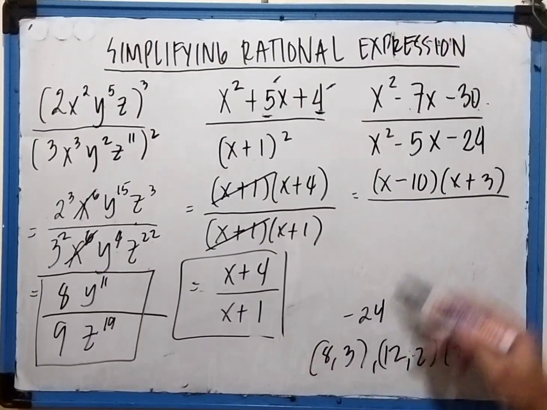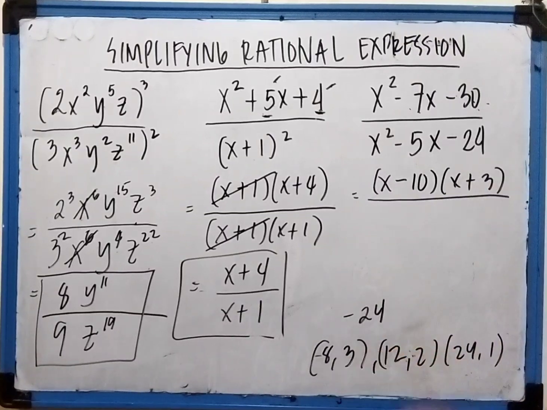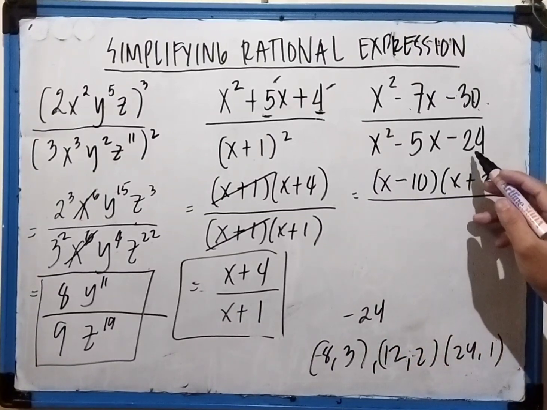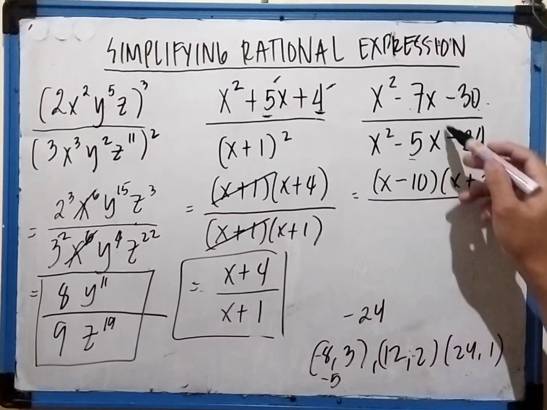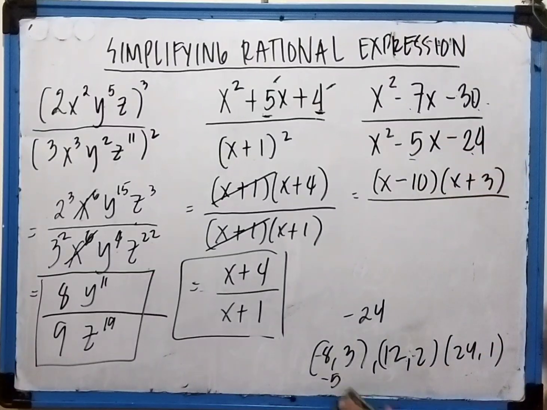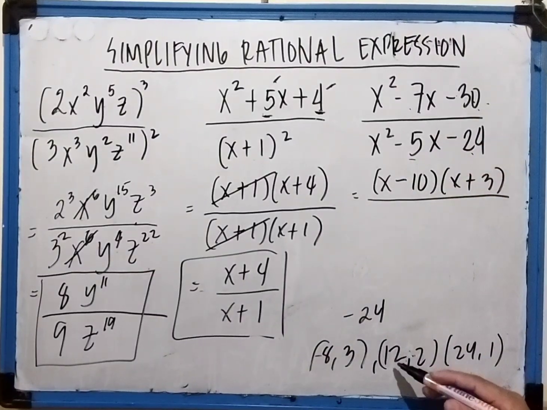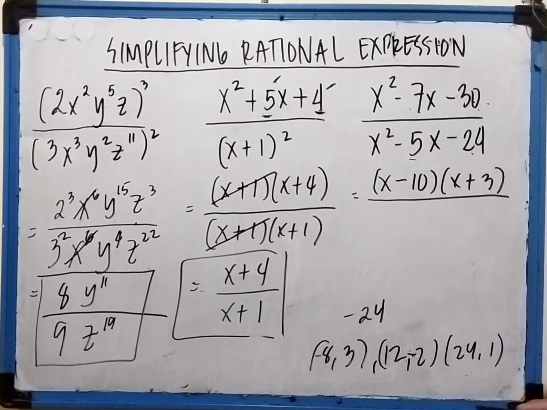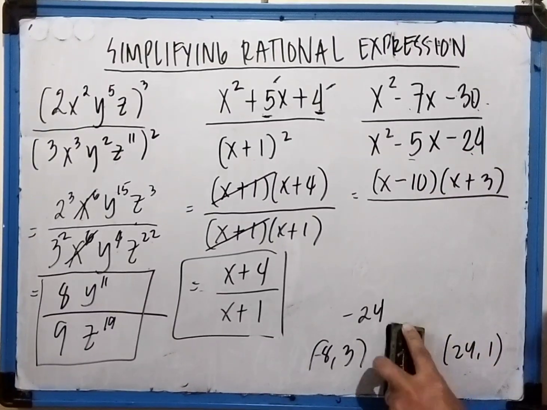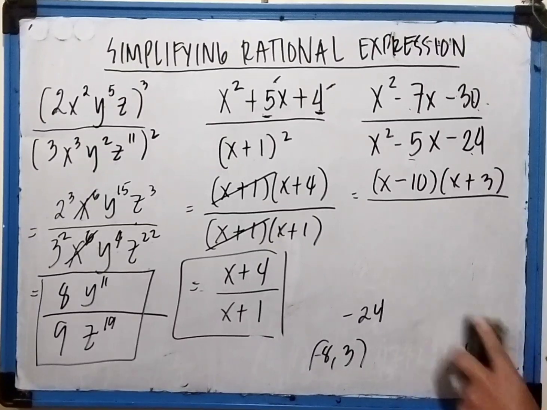8 times 3 is also 24. Let's see, negative 8 times 3 is negative 24. Negative 8 plus 3 is now negative 5. So, which satisfy the middle term here, negative 5. So, ito na yung kukunin natin. Kasi ito, 12 minus 2 is 10, so hindi pwede. Negative 12 plus 2 is negative 10. Hindi rin pwede ito. Lalo na dito, sobrang taas na ng value.